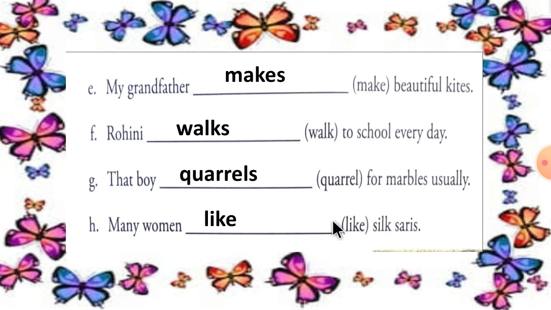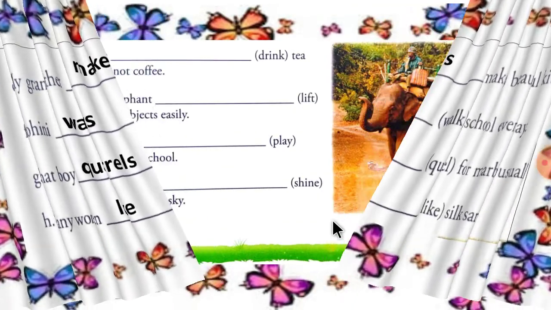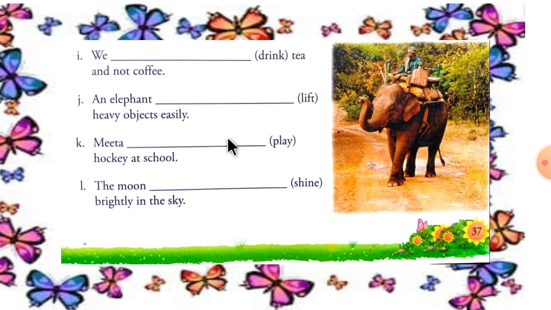Then let's move to the next FB. We dash tea and not coffee. In bracket, drink. So the correct answer is drink, because the subject is we. So we drink tea and not coffee.